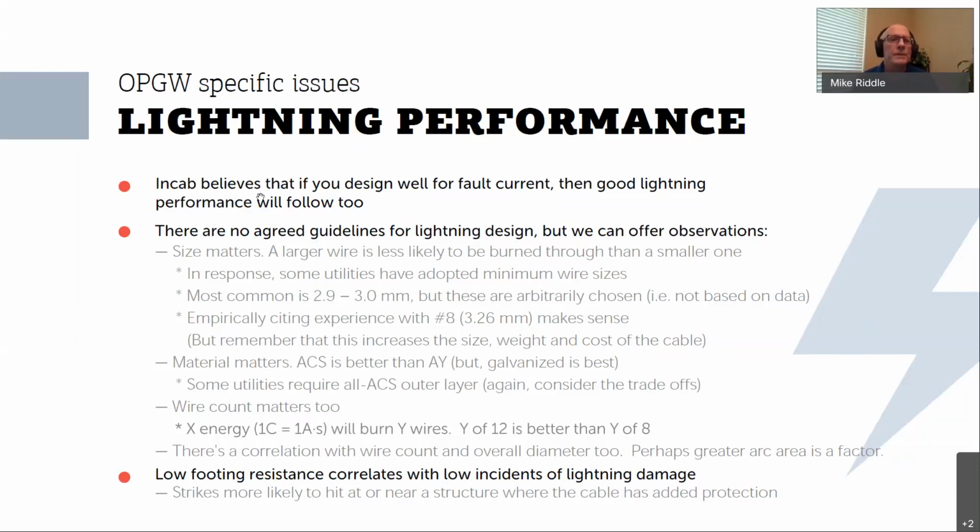The first of them is that size is important. So if I've got a cable design and I use a 2mm wire, and then I have another cable design and I use a 3mm wire, well, all else being equal, I would expect the 3mm wire cable to be more lightning resistant. But the trouble with that is, well, 4 is better than 3 and 5 is better than 4, and where do you stop? Remember all those trade-offs that we talked about before.